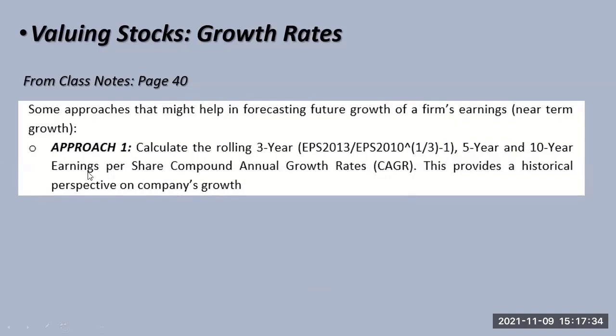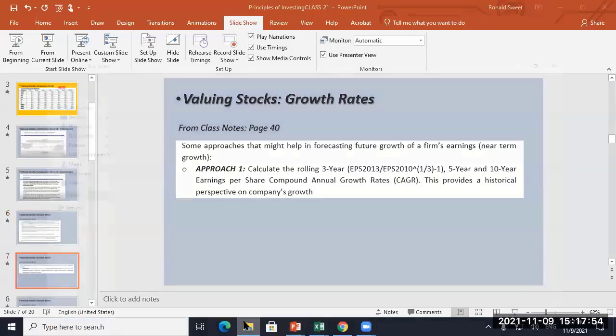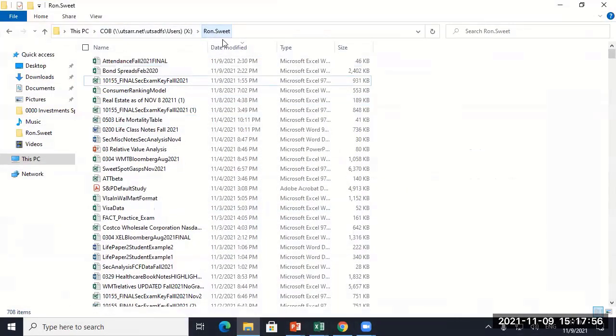So the first approach is to actually look at recent growth. You can do this in Bloomberg if you like. You can do this with Capital IQ if you like. Y'all know how to use Capital IQ? With Capital IQ, you can bring in earnings for the last 20 years and come up with these growth rates. I'll show you what I did with Walmart. By the way, Walmart is a company you cannot do for your paper. You'll see why when I do the class example.